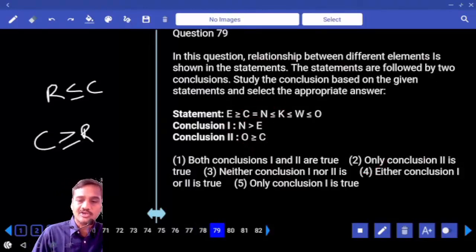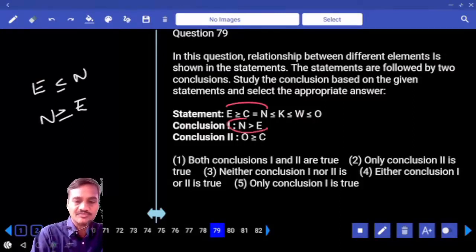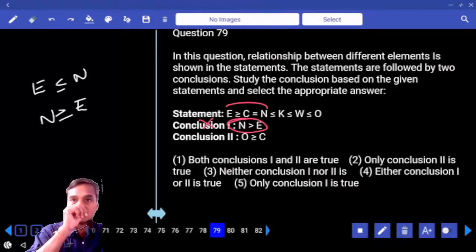And 79, the relation between E and N. Now between E and N, if you observe here, E lesser than or equals to N is true, and in the reverse, N greater than or equals to E is true. But as in the first one, it is clearly given that N is always greater. Is it always greater? Sometimes it is greater and sometimes it is equal. Hence, always greater is not definitely true.